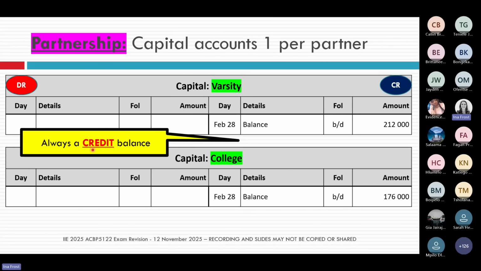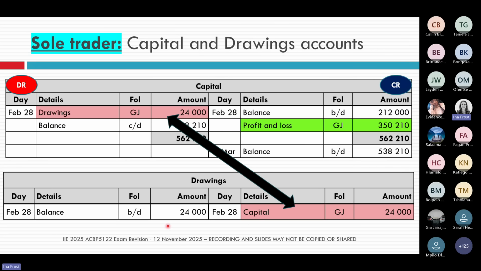But the capital accounts still have a credit balance. So whether you're in a partnership or whether you are a sole trader, a capital account always has a credit balance. And you'll remember Salama and Tumi referred to DEAD CLIC, and CLIC tells us that capital, liabilities, and income have got credit balances.